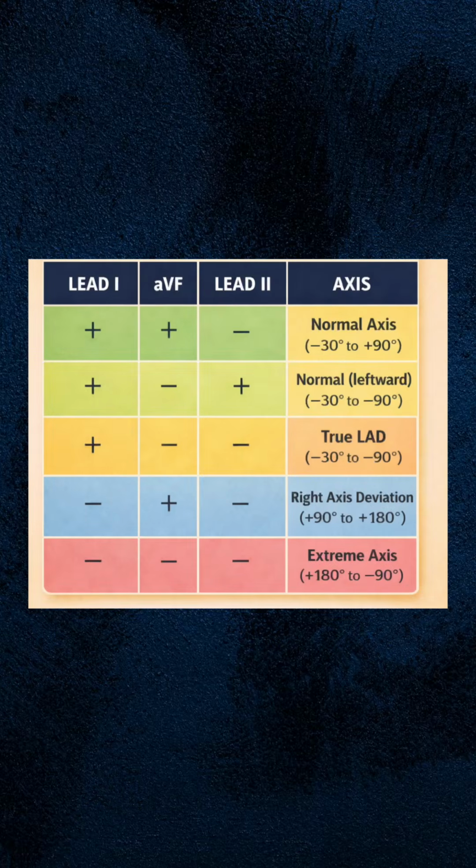Now this table basically summarizes the previous diagram. I have also added a row for lead 2 to determine whether it is a normal but leftward axis or a true left axis deviation. So these things are important to differentiate between a normal, a near normal and a truly pathological ECG.